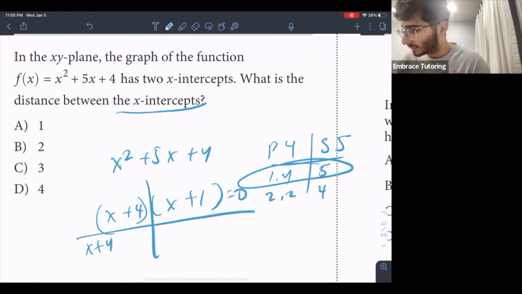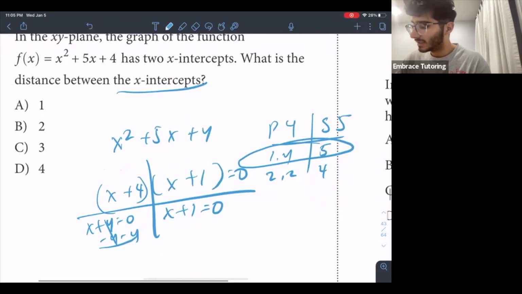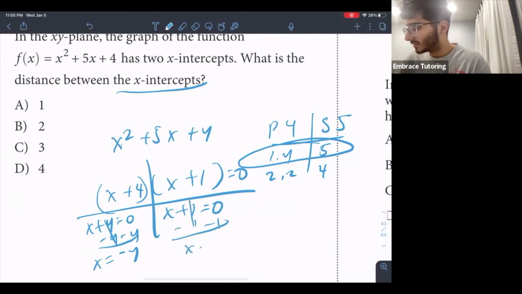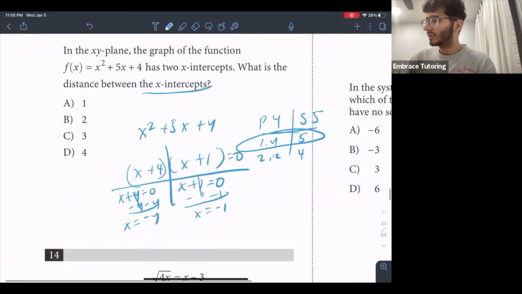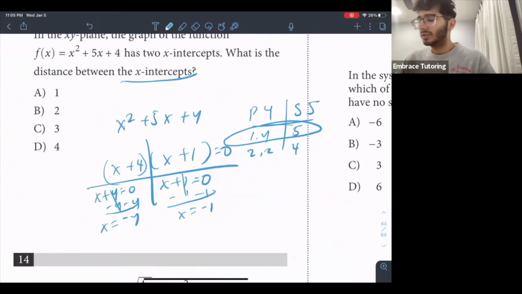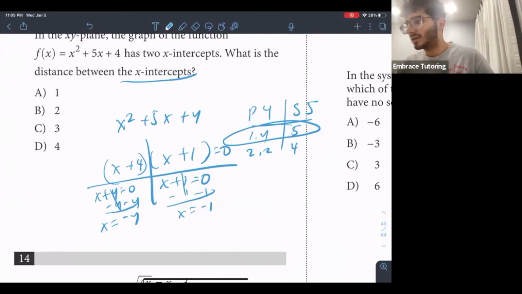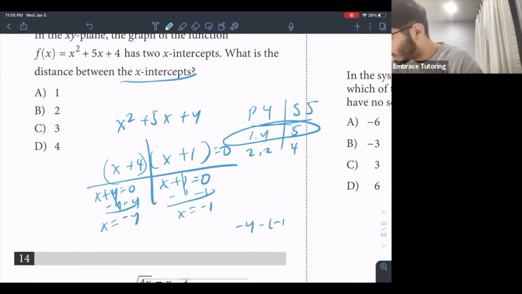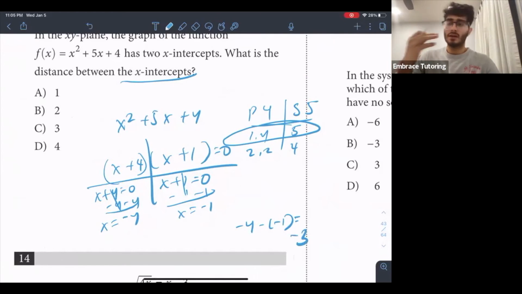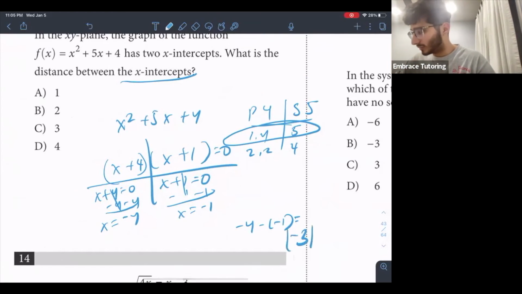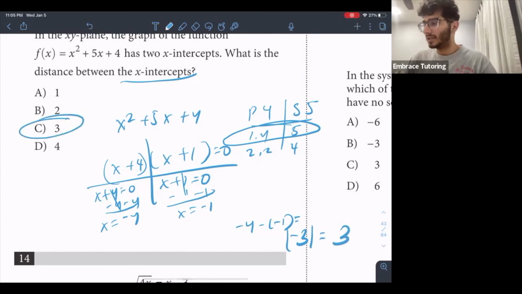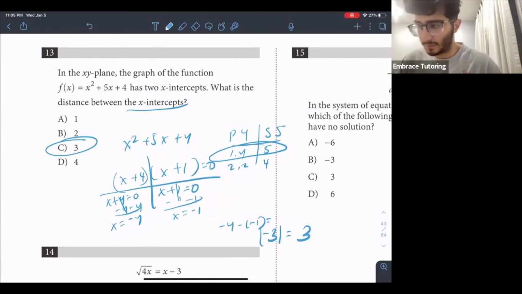So you get x plus 4 is equal to 0, and x plus 1 is equal to 0. You subtract 4 on both sides to get x is equal to -4 as 1 intercept. For the next intercept, you would get -1. I'm really looking for the distance between the 2 intercepts. To find the distance, you just subtract the 2 numbers. So you would do -4 minus -1 to get -3. Since distance is always positive, you take the absolute value to get 3. So that's how you get choice C, or 3, for question 13.